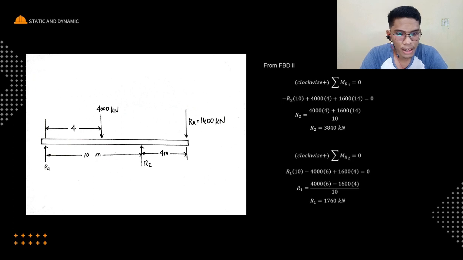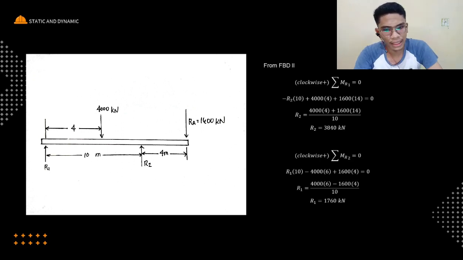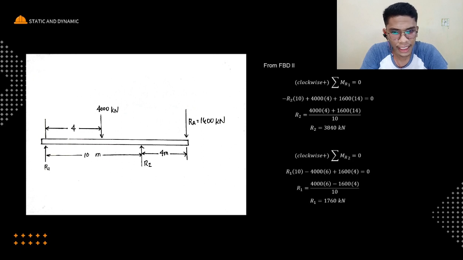Ito po. Plus, yung 4,000 po natin, papunta po siya kay R1 is pa-clockwise. Then, multiplied by its moment arm 4. Plus, yung 1,600 po natin na nasolve kay RA is pa-clockwise din po ang movement papunta kay R1. So, naging plus 1,600 multiplied by 14. So, 10 plus 4, 14. Kaya nagkaroon po siya ng moment arm na 14. So, lahat po yan ay equal to 0.